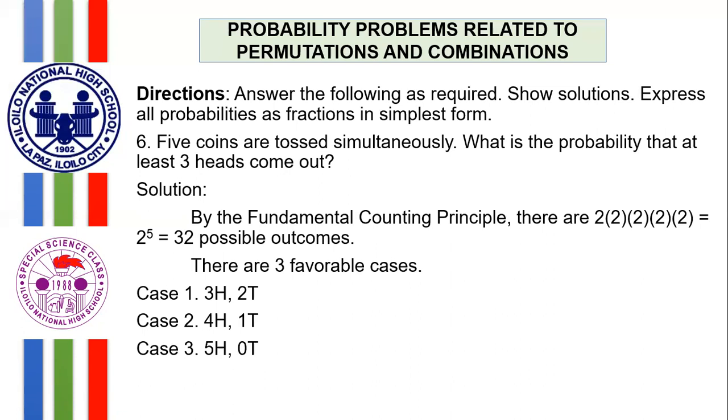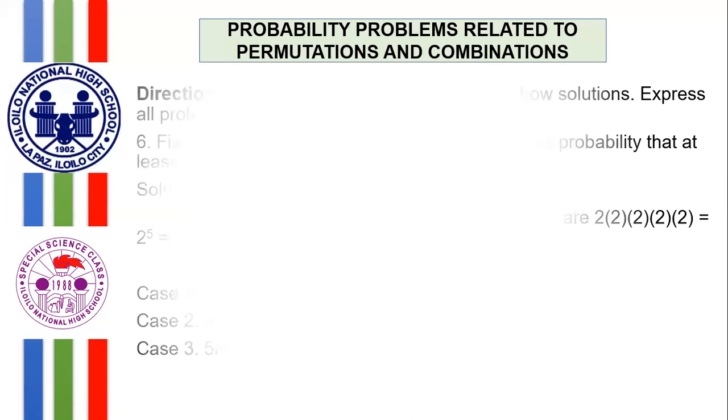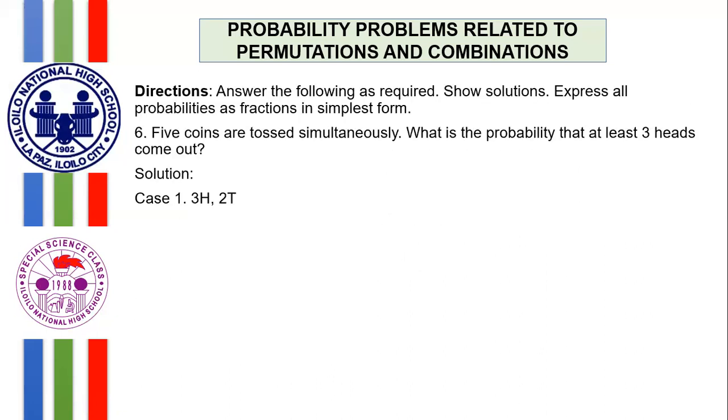From here, let's take case 1, 3 heads and 2 tails. So out of the 5 coins, if 3 are heads, so we have 5C3, and the remaining 2 coins should turn out tails. So that's 2C2. But you may disregard the 2C2 because if the n is just equal to r, then its value is just 1.